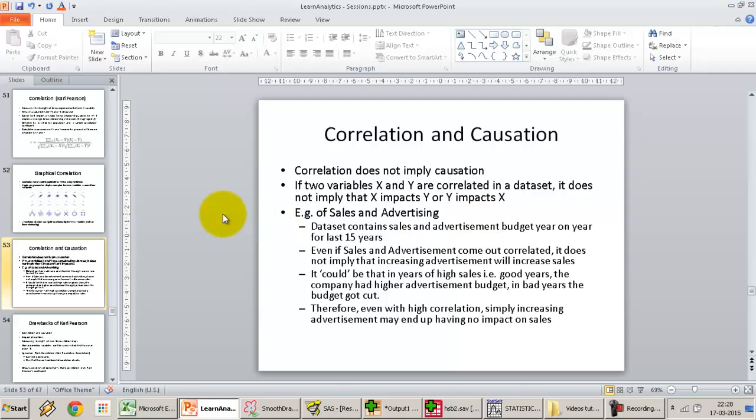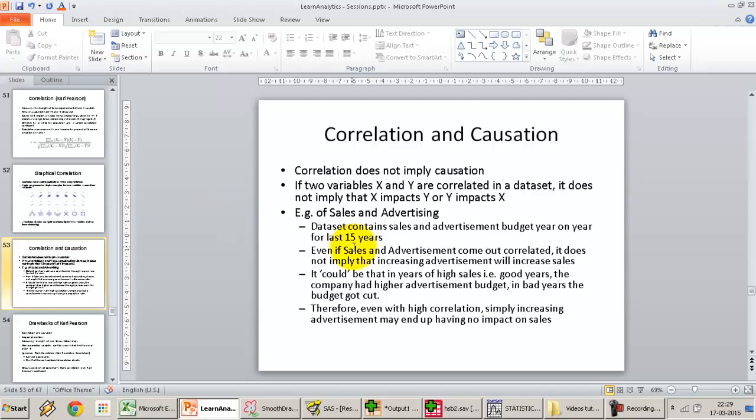So imagine a hypothetical data set where for each of the last 15 years we have the annual sales and the annual advertisement budget captured in an Excel sheet. Now, if I do the correlation analysis and if the sales and advertisement come out correlated, can we say that sales and advertisement are highly correlated? So why don't we increase the advertisement for the next few years and the sales will also go up? That is a case where we are implying causation due to correlation, and that's not a very good idea. Just because sales and advertisement appear to be correlated does not mean changing one will impact the other.